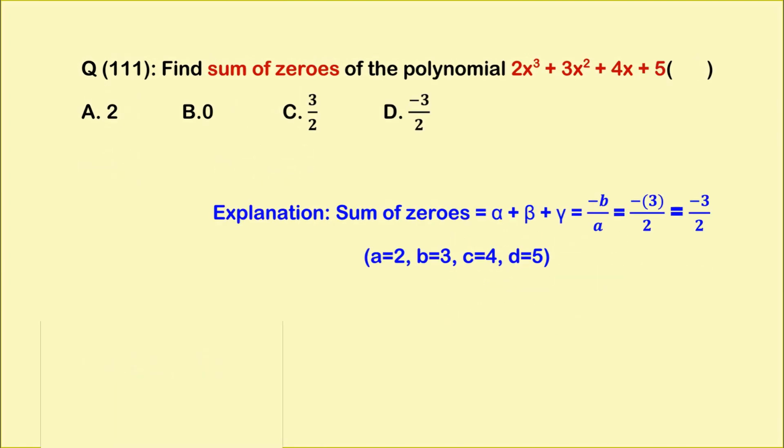Question number 111. Find the sum of the zeros of the polynomial 2x cube plus 3x square plus 4x plus 5. As you know the formula, the sum of the zeros alpha plus beta plus gamma is equal to minus b by a. So the value of b is 3, so minus 3, and the value of a is 2. So the answer will be minus 3 by 2. So the right answer is minus 3 by 2, D.